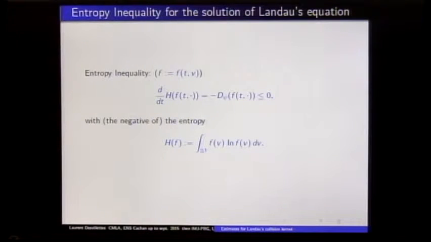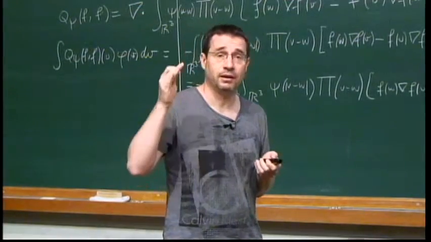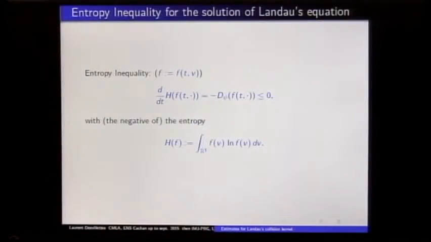Since d over dt of f log f will give you log f plus 1 times df over dt, you end up with the integral of Q of f times 1 plus log f. The 1 will give you 0 when you integrate against Q, and the Q of f times log f, when you take the integral, is exactly the entropy production, so it gives you something which is non-positive. So as you can see, this exactly tells you that for this equation, the entropy is a Lyapunov functional. So you have a natural Lyapunov functional appearing for the Landau equation, which comes out of physics.